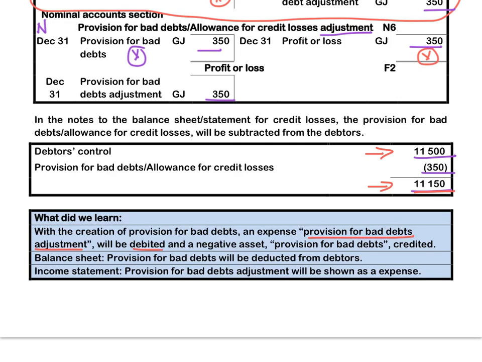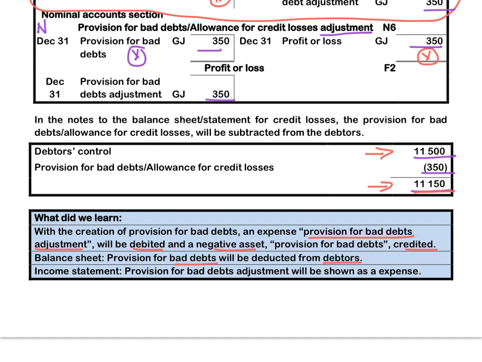With the creation of provision for bad debts, an expense, provision for bad debts adjustment, will be debited because expenses are always debited, and the negative asset provision for bad debts is credited to increase the provision for bad debts on the credit side to reduce my debtors. In the balance sheet, the provision for bad debts will be deducted from the debtors.